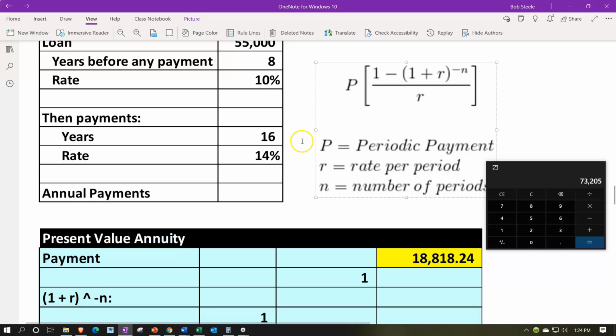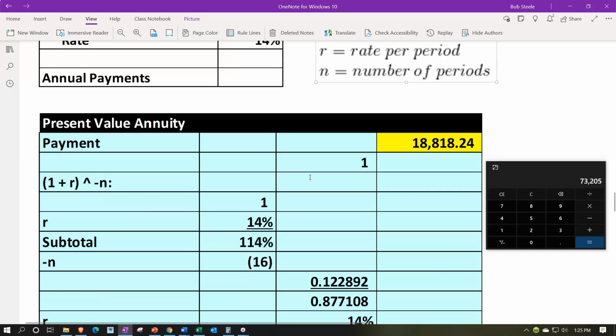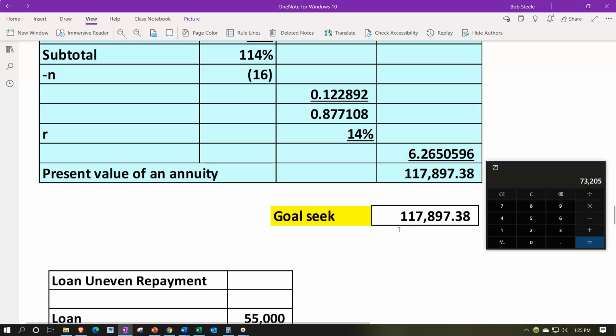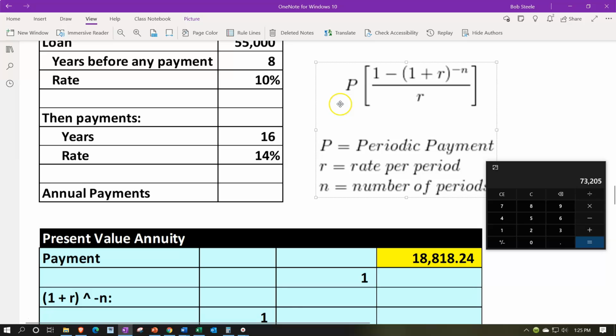So you can do this algebraically. Notice that we're not looking for the ending number here because this isn't going to be the present value. I know what the present value is. The present value needs to be this 117,897.38. So it would be that number equals P, the unknown, we're solving for P, times 1 minus 1 plus R, now 14%, to the negative N, now 16 periods, divided by R, once again 14%. So once we have that, we have the one unknown. We then solve for that one unknown using our algebra.